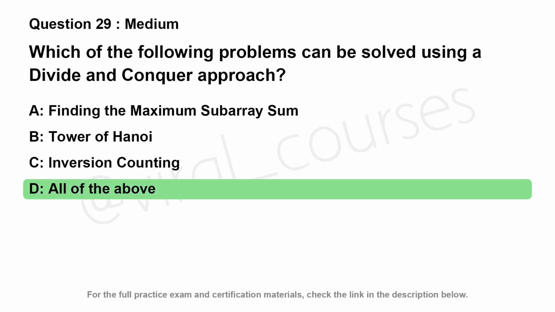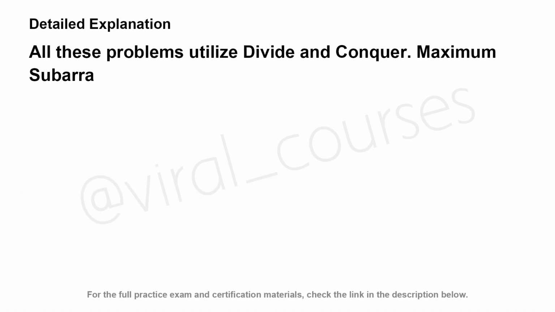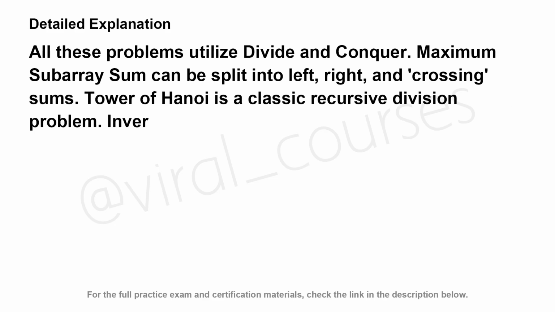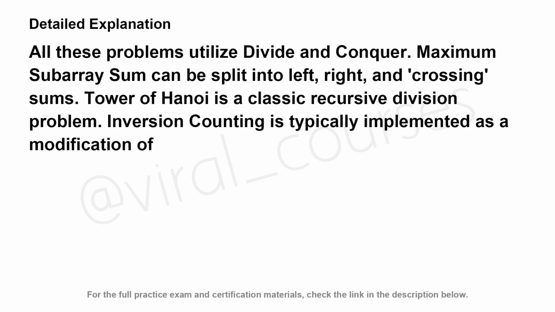The correct answer is D. All these problems utilize divide and conquer. Maximum subarray sum can be split into left, right, and crossing sums. Tower of Hanoi is a classic recursive division problem. Inversion counting is typically implemented as a modification of the merge sort combine step.